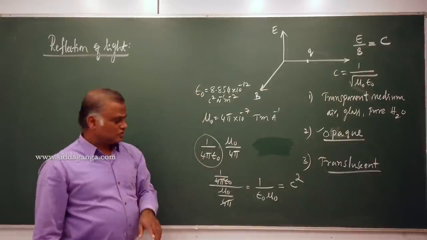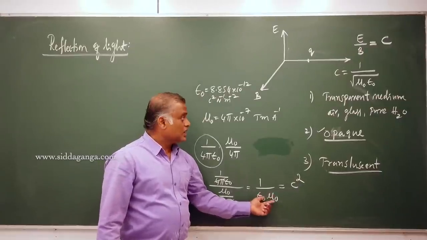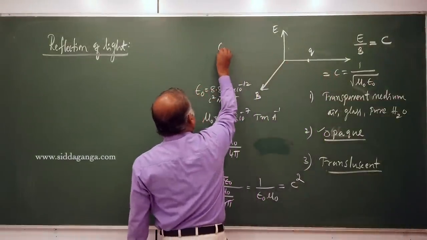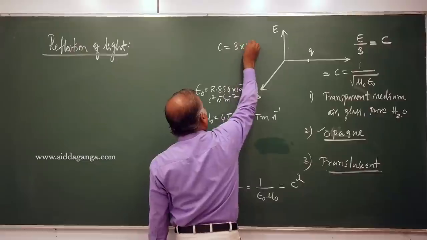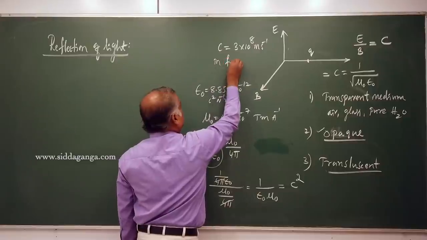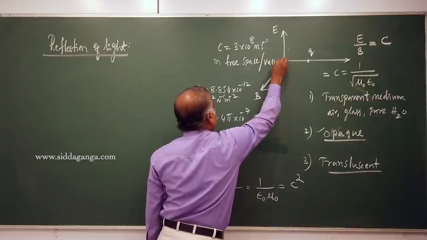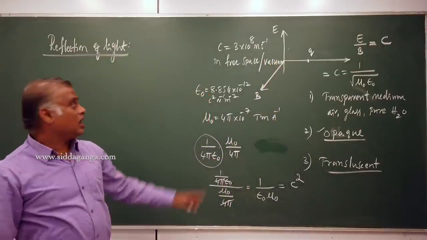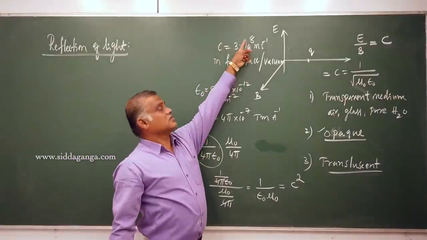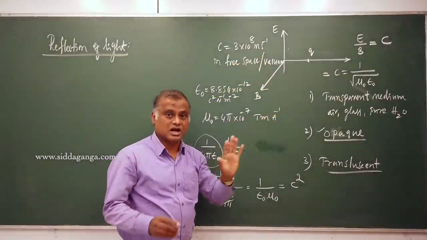Substitute the value and take the square root, then the nearest value is the answer. What is the speed of light? Speed of light is about 3 into 10 to the power of 8 meter per second, that is in free space. Also called vacuum. In vacuum or in free space, light travels with a speed of 3 into 10 to the power of 8 meter per second. This is the idea regarding light.